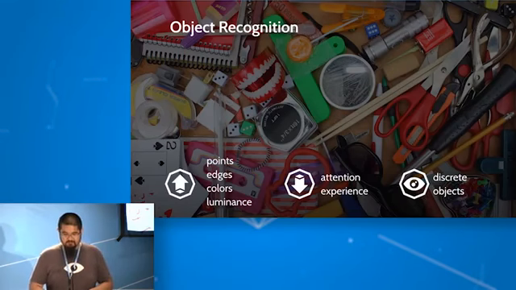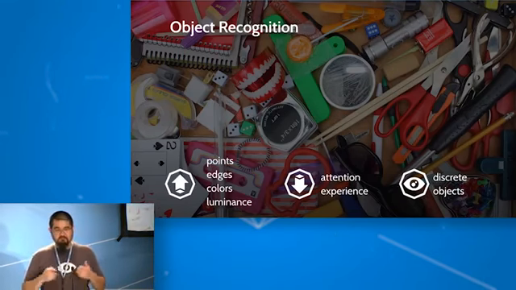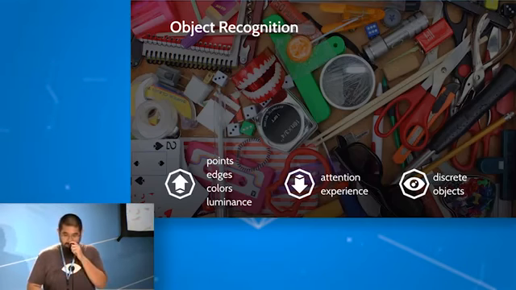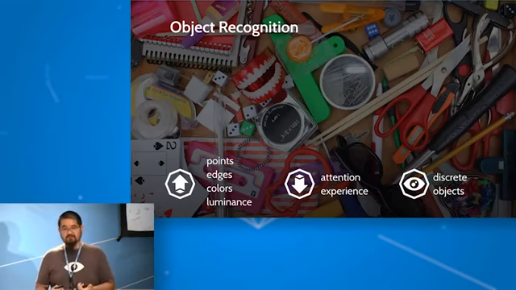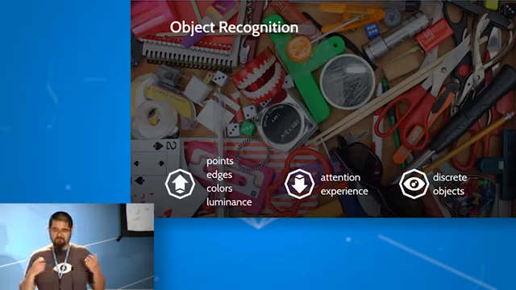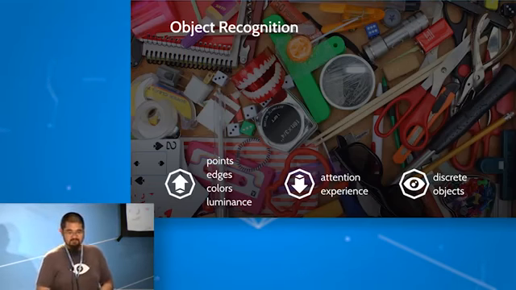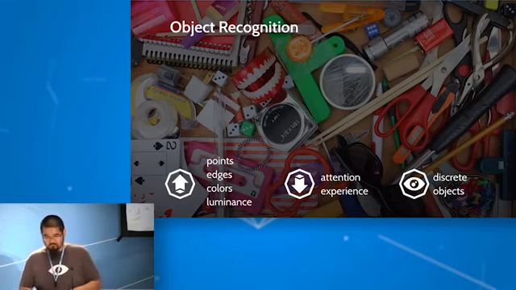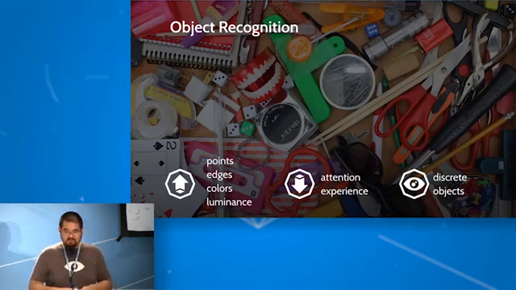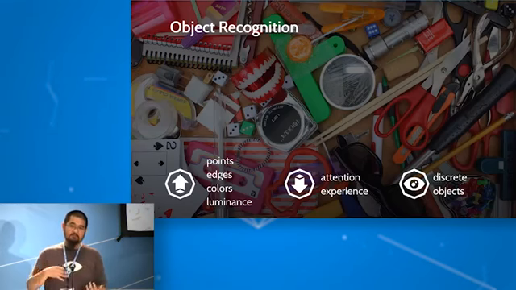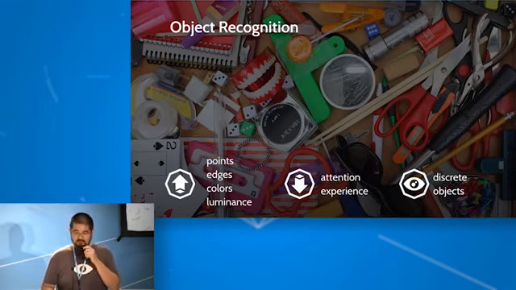So to use our model here, what's happening whenever you recognize objects, whenever you look at the world, is that first you're receiving a lot of bottom-up information. Like I mentioned before, you have these points of light, you're building into edges, you're getting color information, luminance, various types of visual information. And at the same time, in order to parse all this information, you're having to use attention and experience. These top-down processes are having to play a role in sorting out all this incoming visual information.